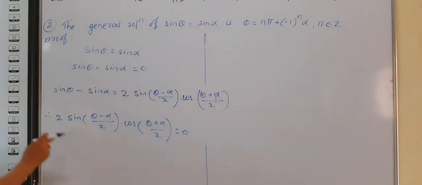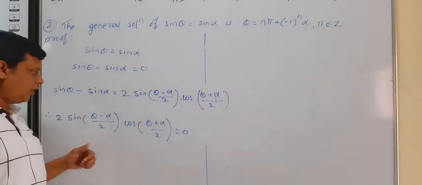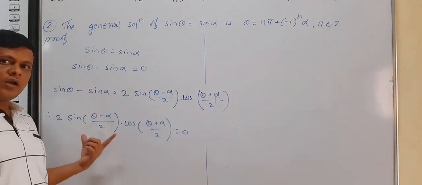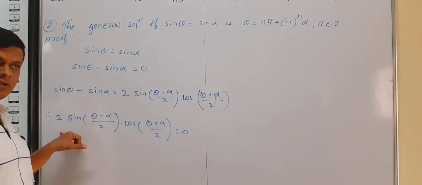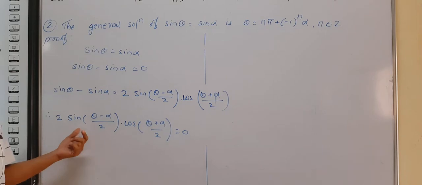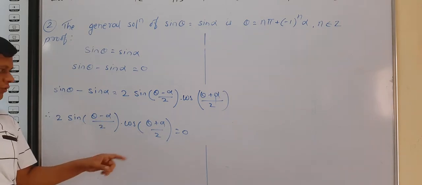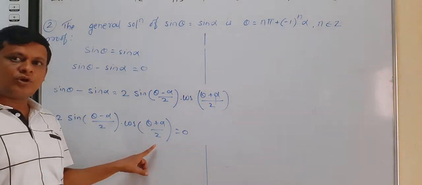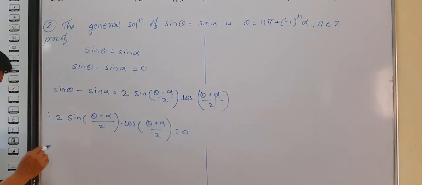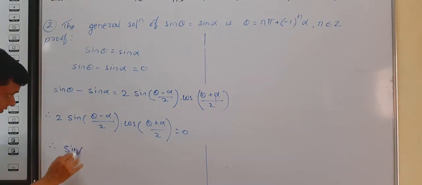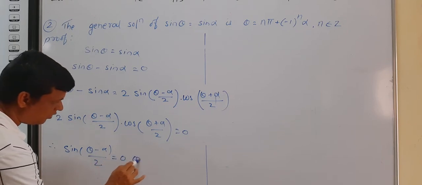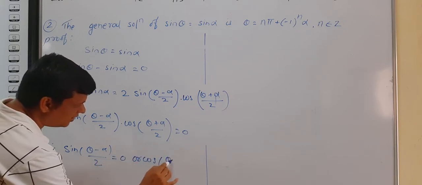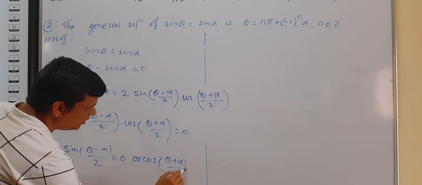Now we know that a product is 0 when any one of its terms is 0, or all the terms are 0. We know that 2 is not 0. That means the possibilities are sin of (theta minus alpha) upon 2 is 0, or cos of (theta plus alpha) upon 2 is 0. So we write sin of (theta minus alpha) upon 2 equals 0, or cos of (theta plus alpha) upon 2 equals 0.